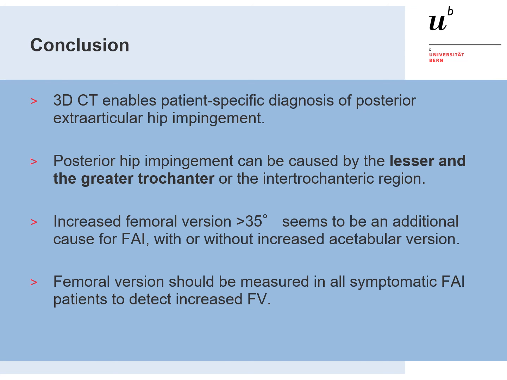We found that posterior hip impingement can be caused by the lesser and the greater trochanter, and we recommend that femoral version should be measured in all symptomatic patients to detect increased femoral version.